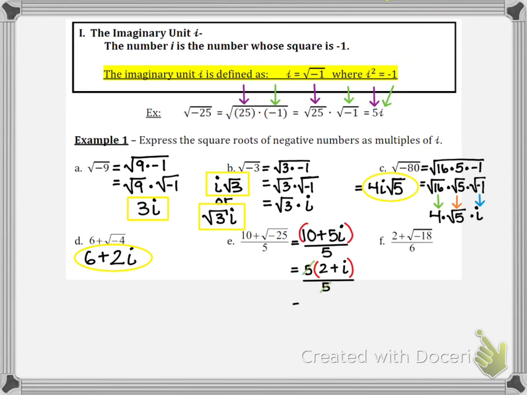But now I can divide out the 5s. So my final answer is just the expression 2 plus i. 2 is the real number, i is the imaginary number. They're separated by a plus sign. No more simplifying is needed.